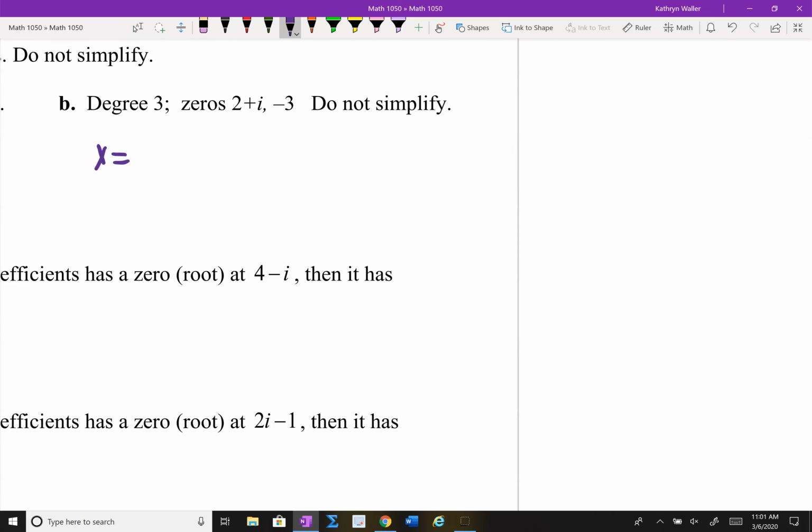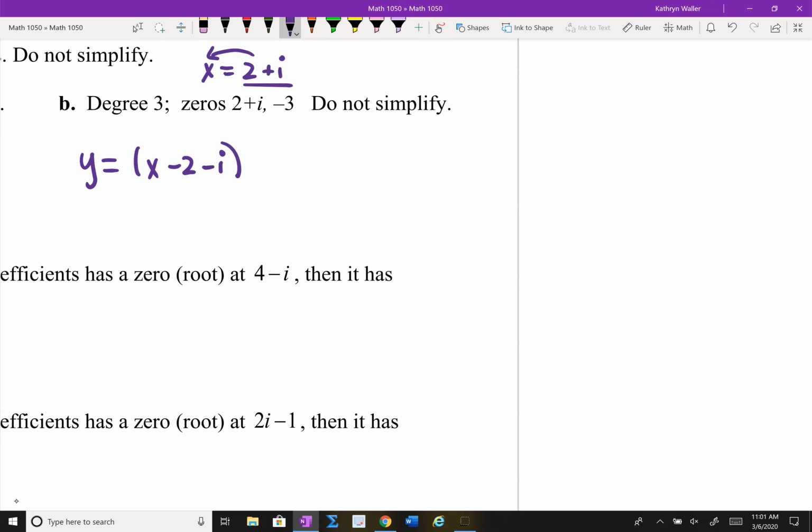Everybody put y equals. Up above, put x equals 2 plus i. Now, this is super awkward, so just don't worry about this a ton. See this 2 plus i? You've got to pull it over to that side to get the factor, right? So that's going to give you x minus 2 minus i.